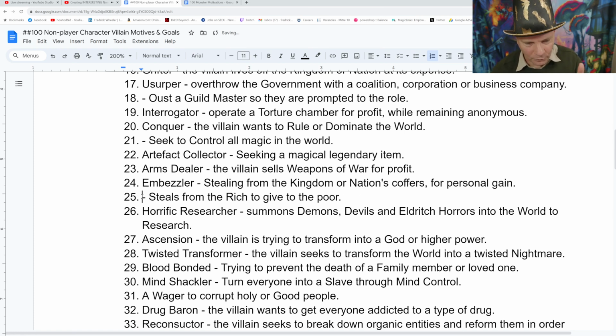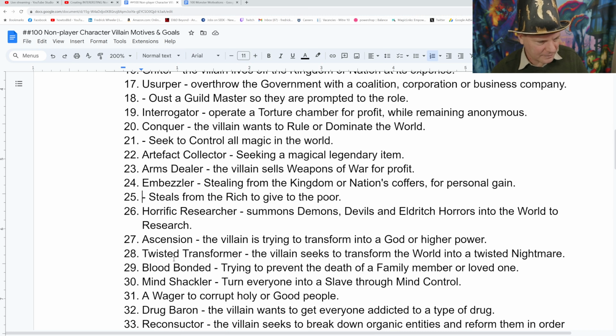This is a real thing that if you work with people who come out of the criminal system, they believe they're Robin Hood. They steal from other people and give to the poor, and the poor is them. It's a very messed up way of thinking. Okay, horrific research: summons demons, devils, and eldritch horrors into the world to research. Okay, there we go.